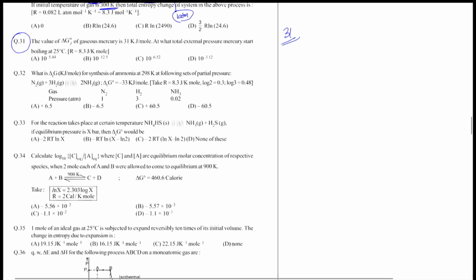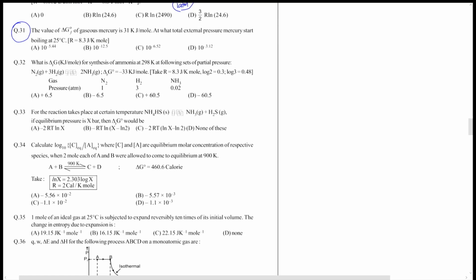Let's first start with the equation. Formation enthalpy of gaseous mercury can be written as the equation in which liquid mercury, standard state, is converted to Hg gas. The delta GF naught for this process is given. It's 31 into 10 to the power 3 joules per mole. What total external pressure mercury starts boiling?